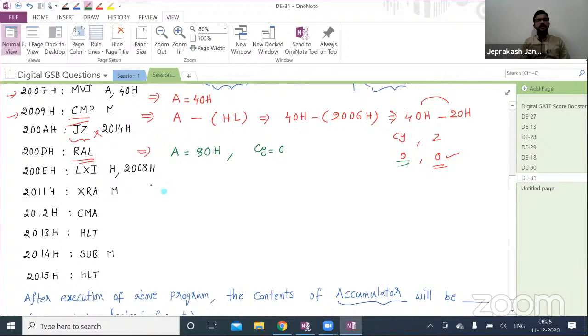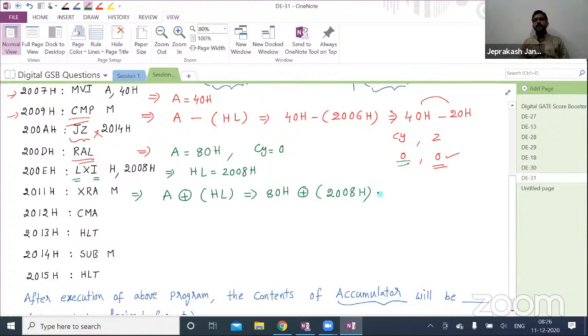Next, load immediate H comma 2008. So that means HL equals 2008. Now, an exclusive OR operation between these two you have to perform: A exclusive OR contents of HL. The accumulator value is 80H, which we just got. Exclusive OR with HL. HL value is 2008. Now tell me, in this particular memory location, what is the content?